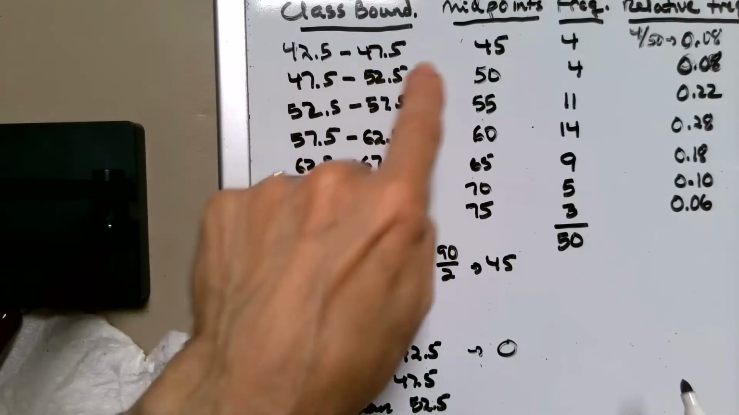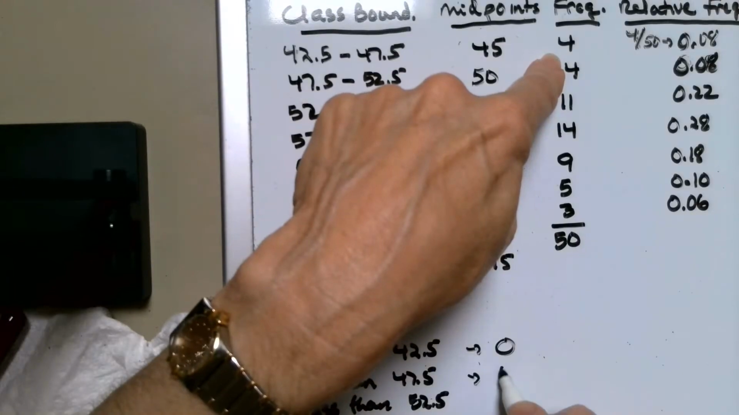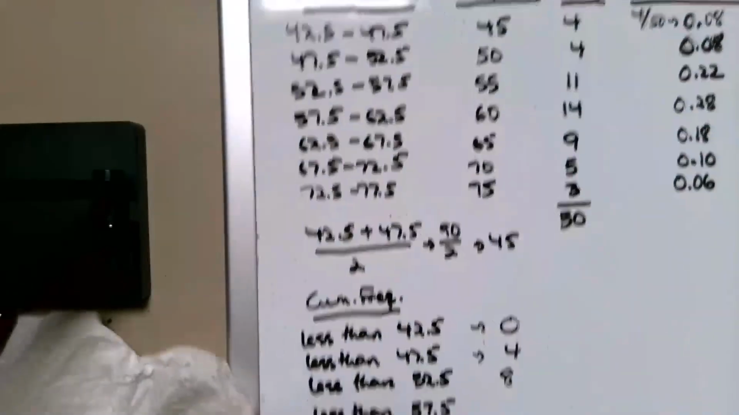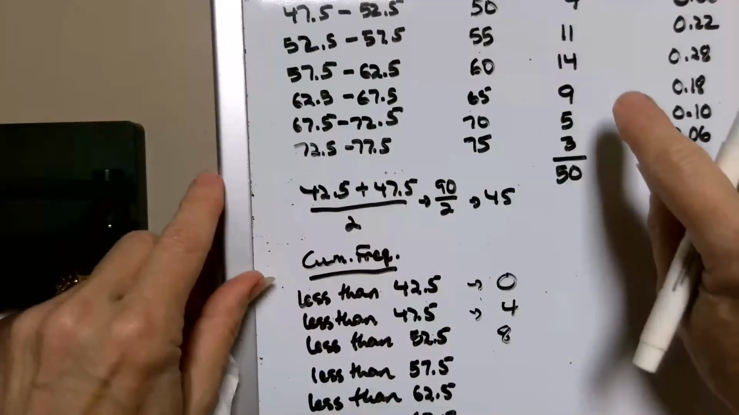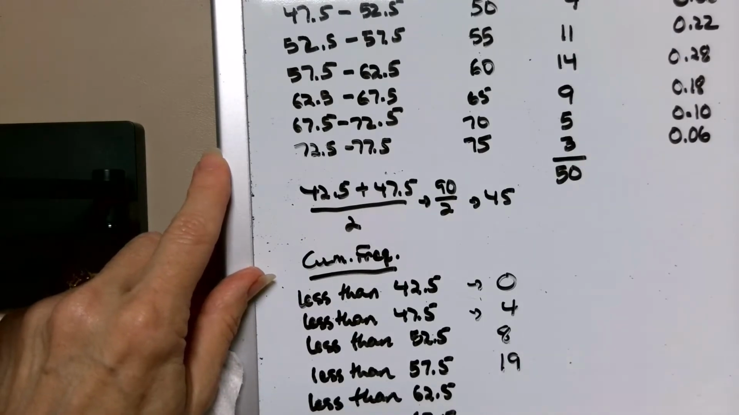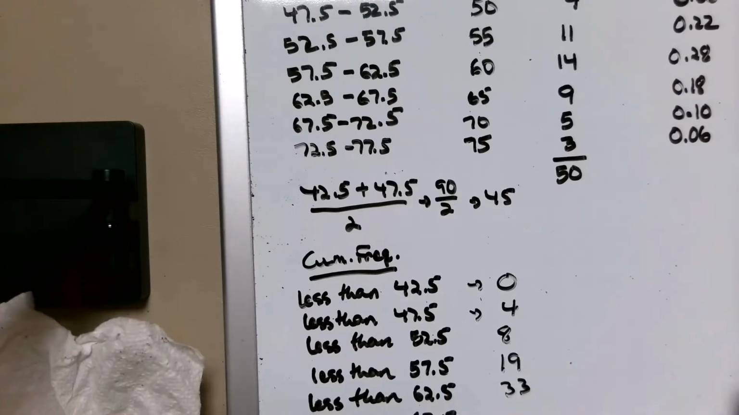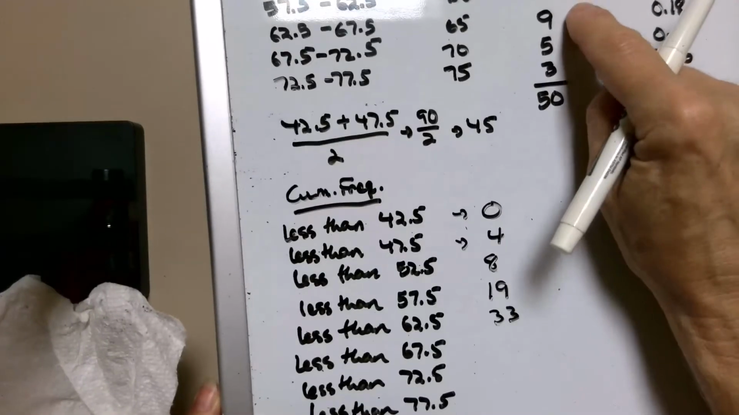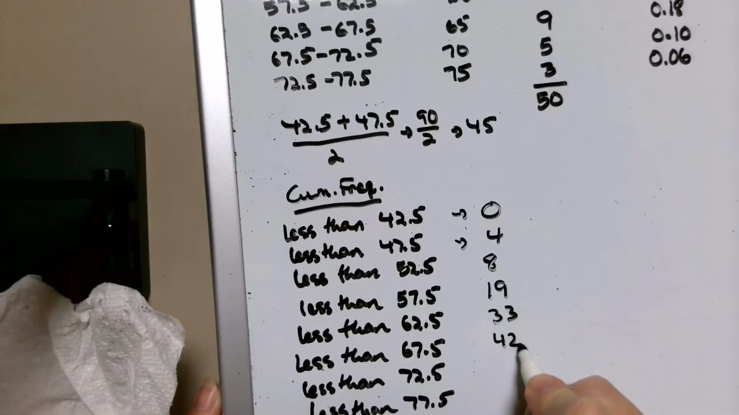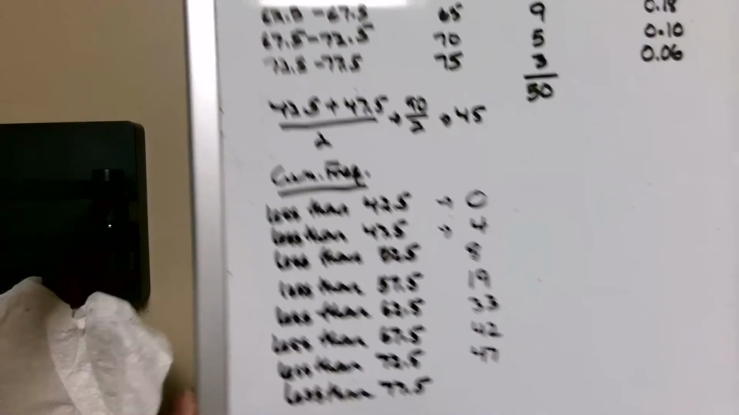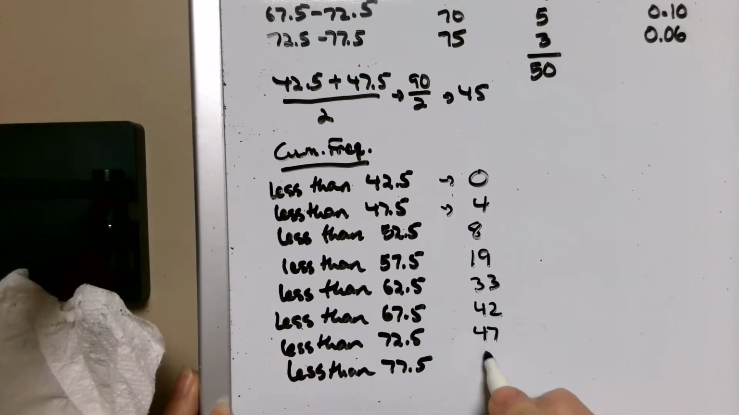Less than 47.5, we have a frequency, so far we've accumulated a 4. Less than 52.5, 4 plus 4, 8. Less than 57.5, 4 plus 4 plus 11. Just accumulating here, 19. Less than 62.5, just add 14 to that, 33. Less than 67.5, we're just accumulating here, add on 9, we've got 42. Less than 72.5, adding on 5, that gives me 47. And less than 77.5, adding that last 3, we get 50.